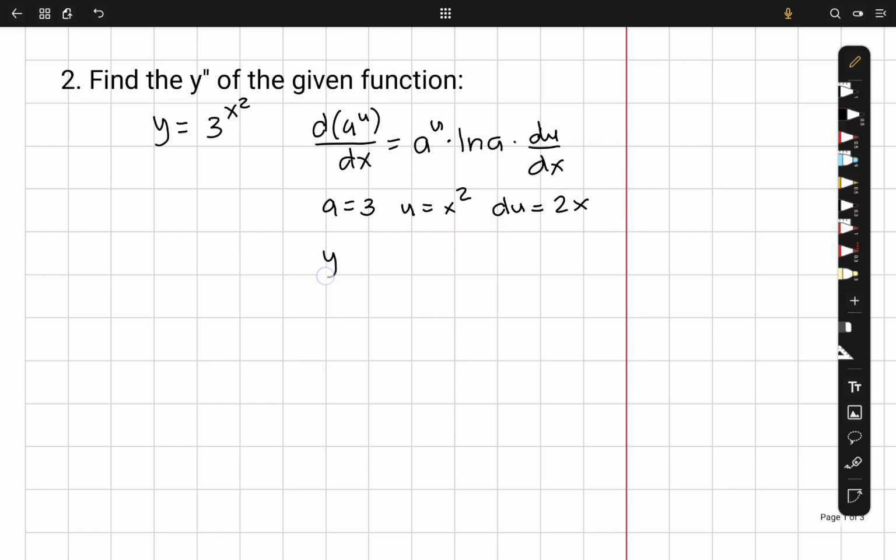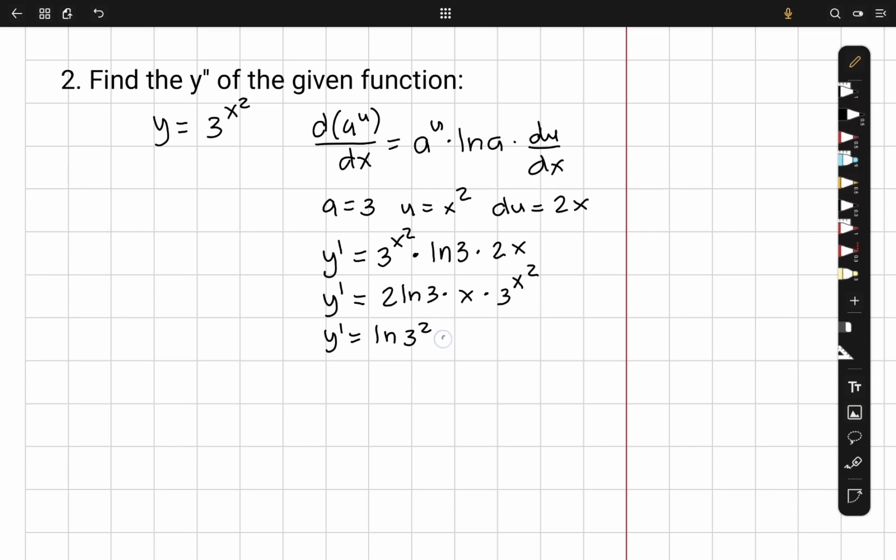Therefore, y prime is equal to a natin that is 3 and u natin that is x squared multiplied by ln a, so that is ln 3 multiplied by du dx natin. So, yung du natin, that is 2x. And we can rewrite this as y prime is equal to 2 ln 3 multiplied by x multiplied by 3 raised to x squared.